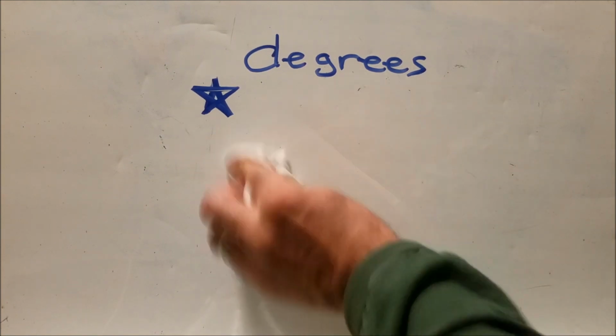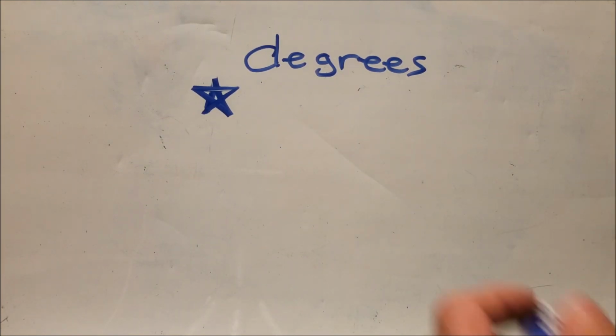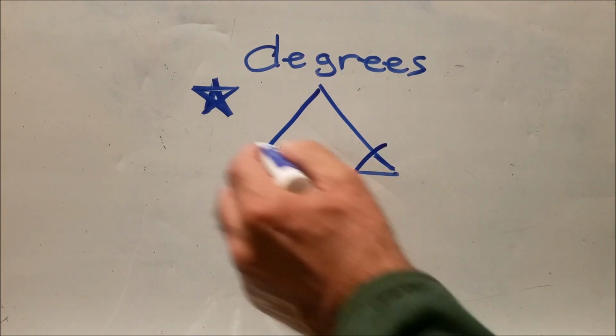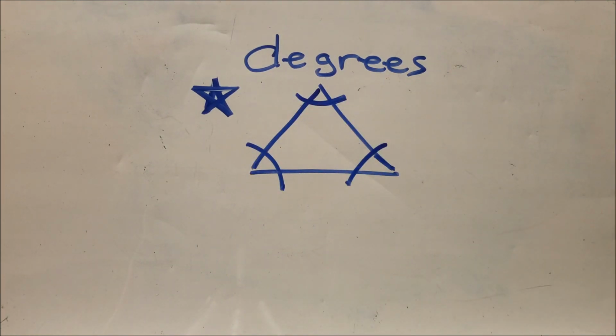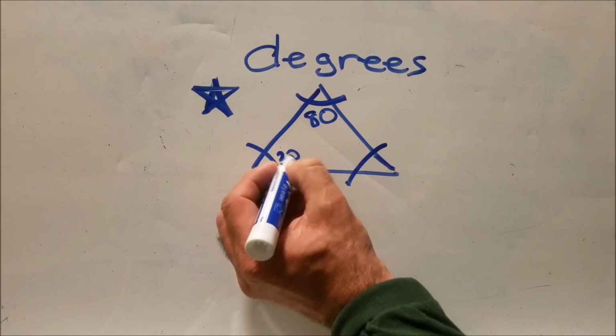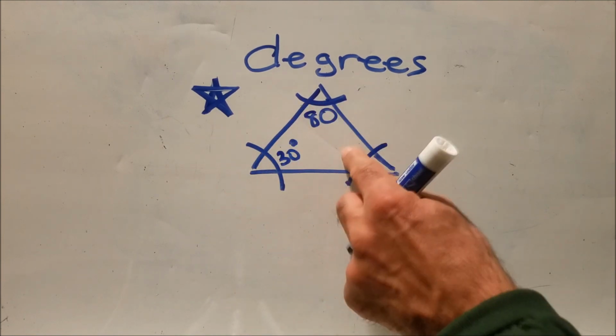Okay. Now I mentioned acute. We can have an acute angle, right? So let's say, and in an acute angle, every angle has to be less than 90 degrees. Every one. So if I made this 80, and I made this 30, what's missing? What degree is missing?